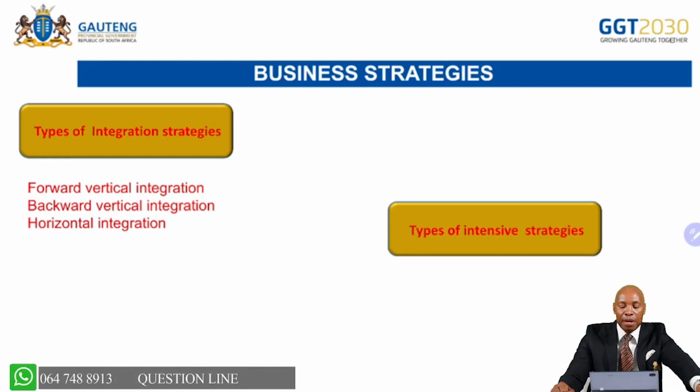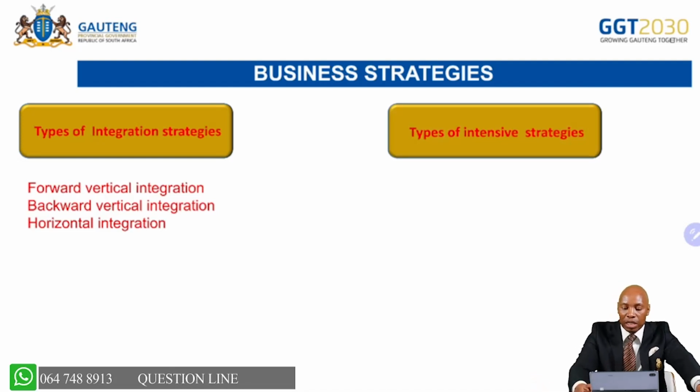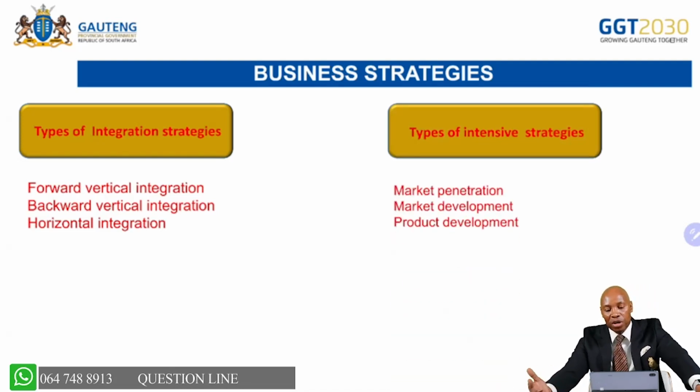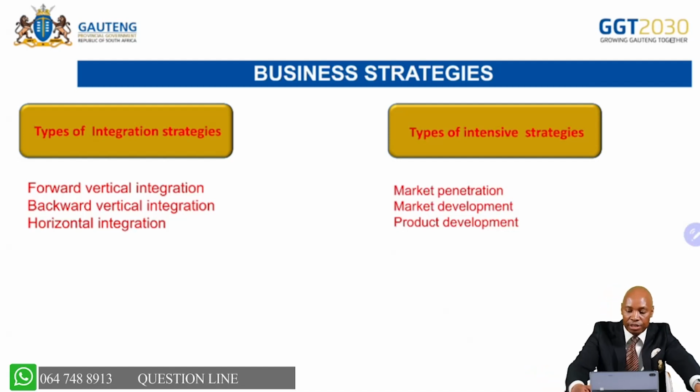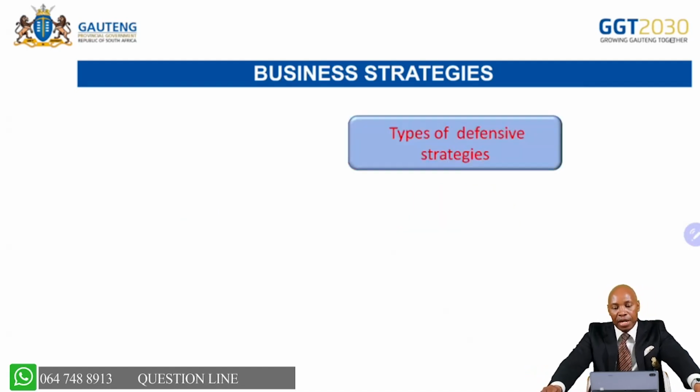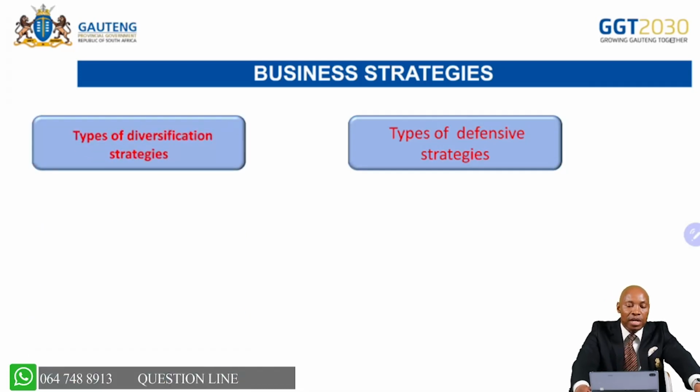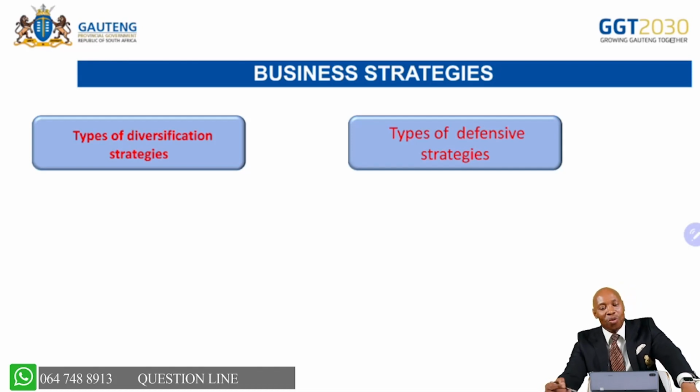Then we have the types of intensive strategy. What are the types of intensive strategy? You have your market penetration, your market development, and your product development. Then we have types of defensive strategy. Then we also have types of diversification strategy. Candidates, what are you noting? Are you noting that defensive strategy is the last one? And there is a reason why defensive strategy is the last one.